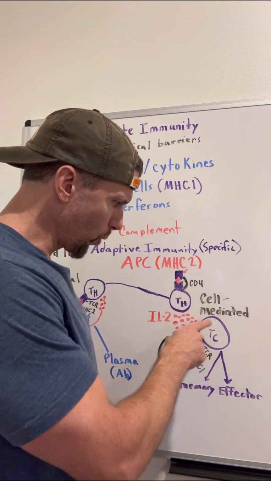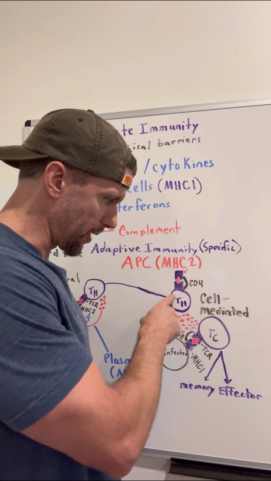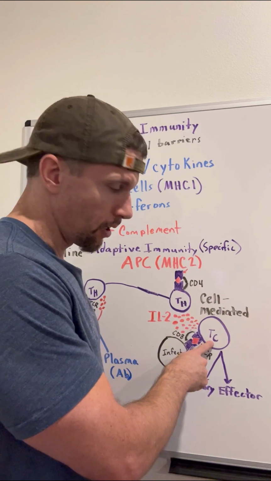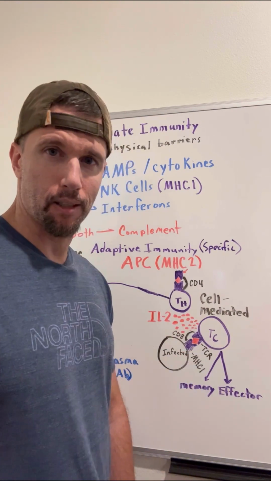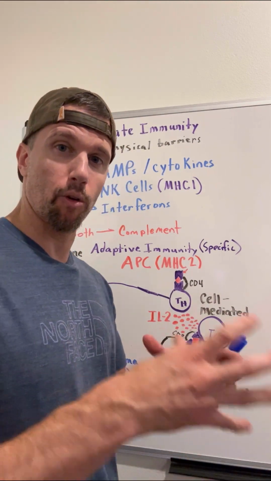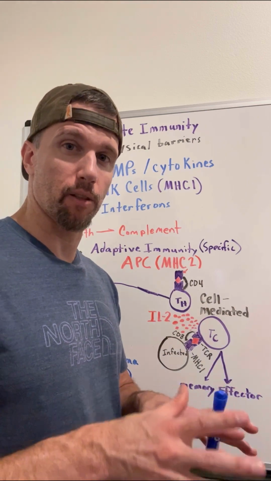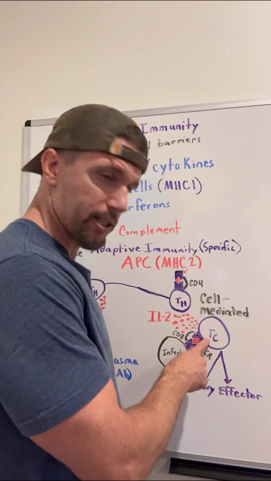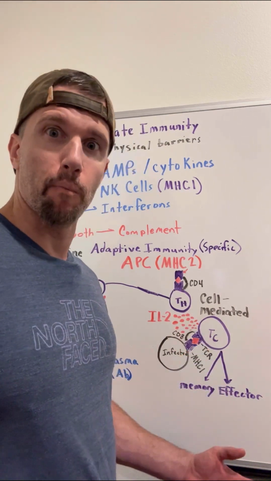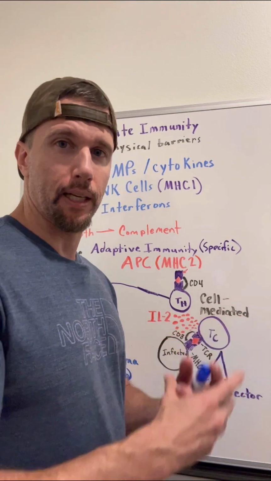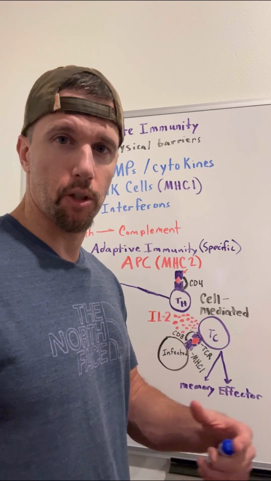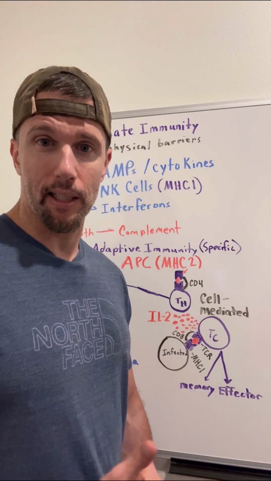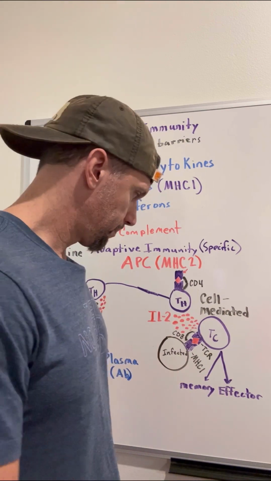And whenever this T helper cell has also been activated, it releases cytokines that cause this one to proliferate. It's called clonal expansion. It makes the same little clones because we have that particular pathogen we want to fight. So it'll make effector T cells that are cytotoxic, and we'll have more of them, and they can go to that area and kill all the virally infected cells or tumor cells. And then we'll have memory ones that are ready for the next time we see this. It'll be game on at that point.